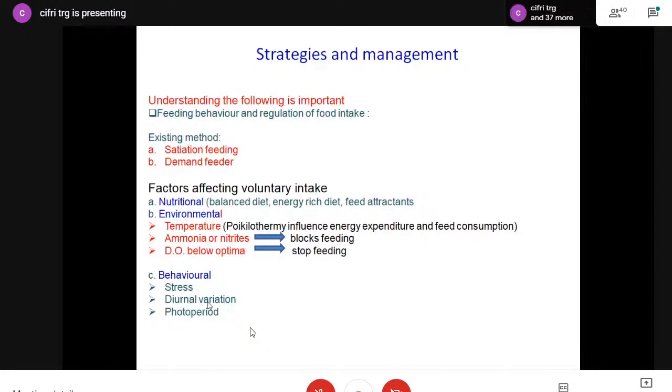What are the existing feeding methods? The feeding methods are either satiation feeding or demand feeding. Demand feeding, of course, is not a very common practice in our country. So we resort to satiation feeding. And there are several disadvantages to satiation feeding, because fish is an aquatic animal and we do not know how much feed they have consumed and how much they have not consumed, if it is a sinking pellet. That's why the floating pellet has some advantages over the sinking pellet. Here we can understand the consumption rate and other factors, like the nutritional factors.